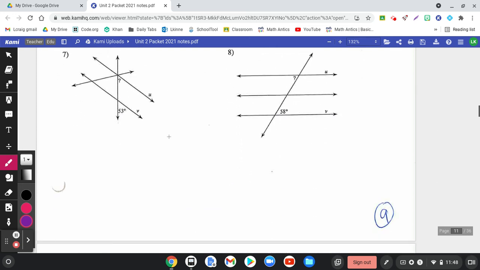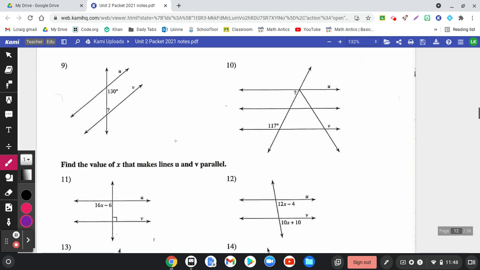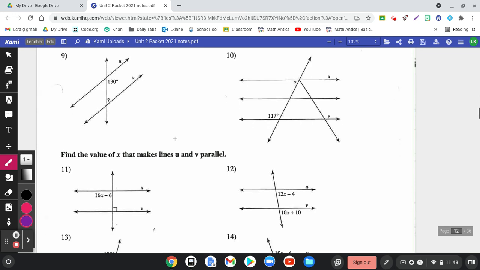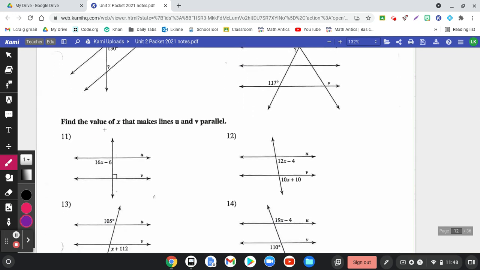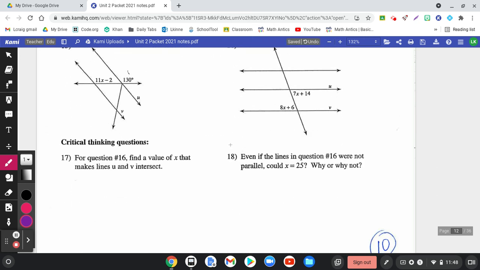That's simple. And then on the back, same thing. Don't be afraid of the extra lines. Just give it a try. You can do it. And then you're just setting up equations for the last few. You do not have to do 17 and 18.